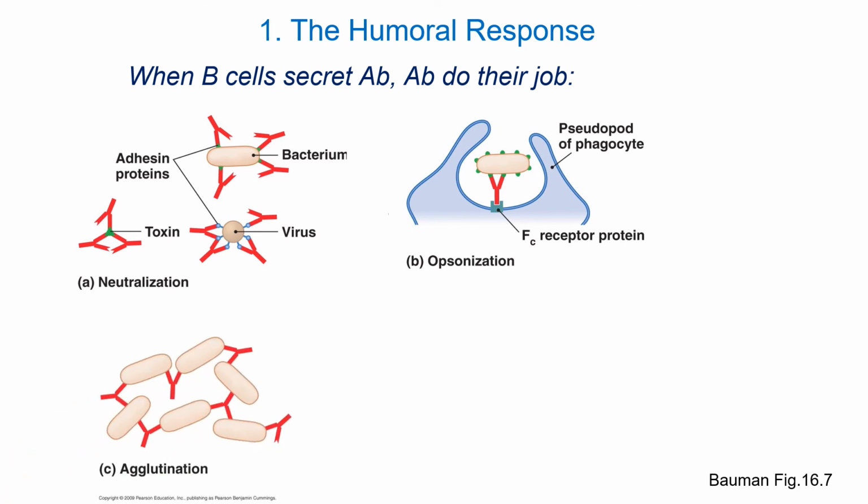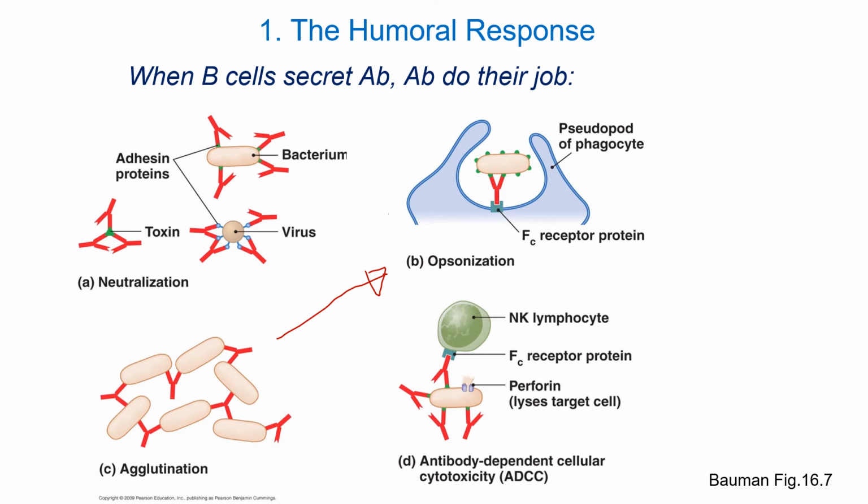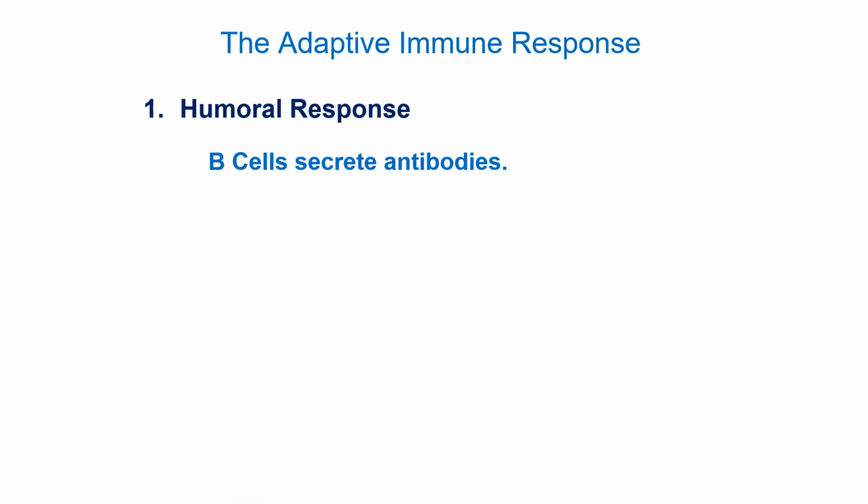They can agglutinate, so form clumps, which usually leads to phagocytosis. Or lastly, they can induce some other type of killing. So this is cytotoxic killing. You can see the toxins are being released by the natural killer cell. Okay, so we were just talking about the humoral response, and this involves B cells secreting antibodies.